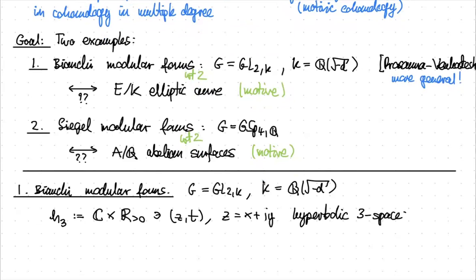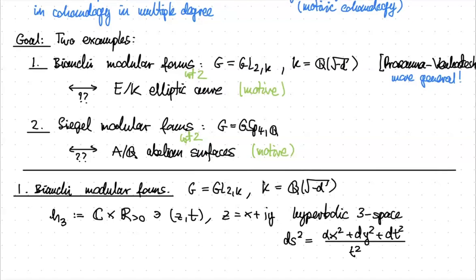Okay, so this is a model of hyperbolic 3-space. And I guess I should tell you what the hyperbolic metric is. So ds squared is dx squared plus dy squared plus dt squared, divided by t squared. The interesting thing is that it admits an action of GL2(C). This is similar to the way the upper half plane admits an action of GL2(R), or maybe the positive matrices there.